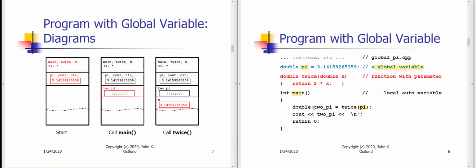In the main function, in the very first statement, we're declaring a variable called 2pi, which is of type double. So storage gets allocated for 2pi in the stack, and 2pi is being initialized with the result coming back from this twice function call. Now, we have to call twice. We're passing the value of pi as an argument down to twice. So that means that within twice, we're going to have a parameter to receive that value. We've chosen to call that parameter x. And x gets created on the stack.